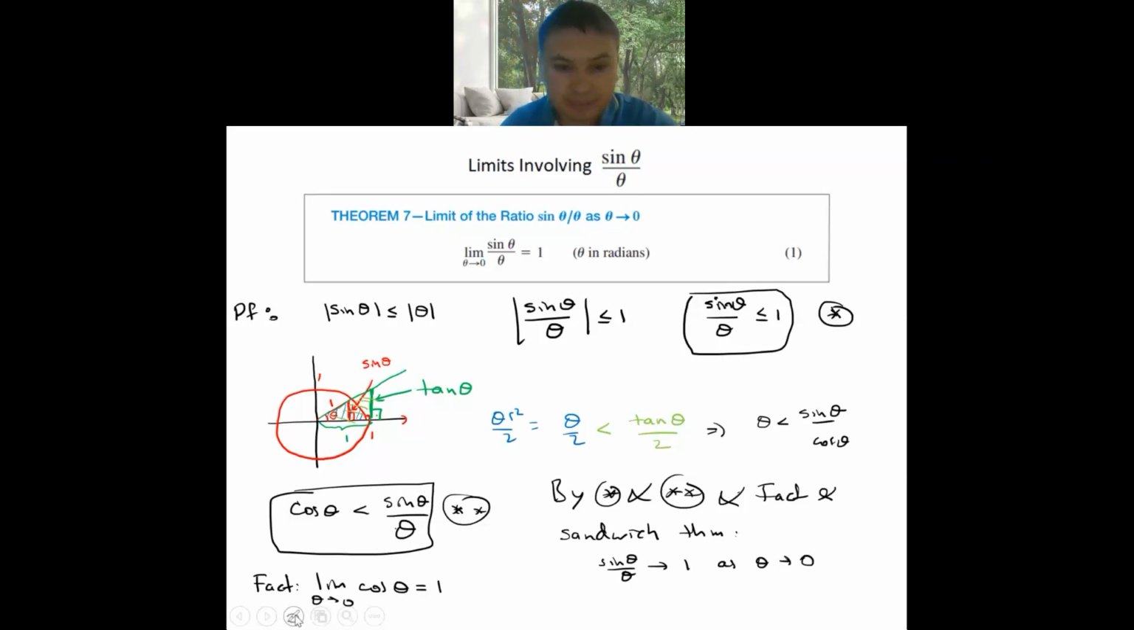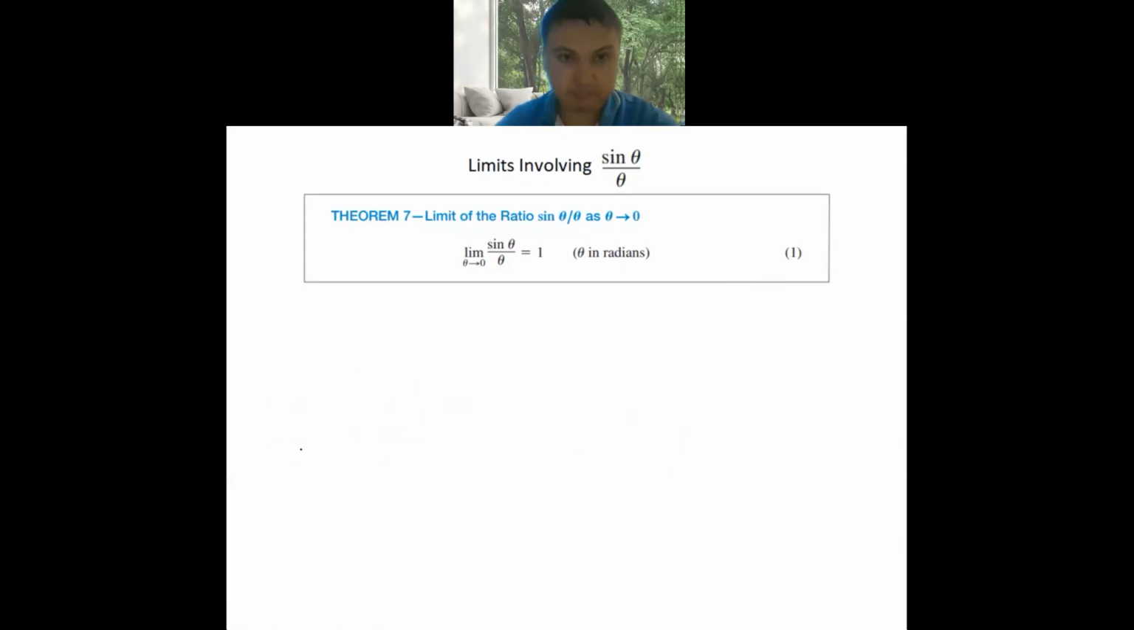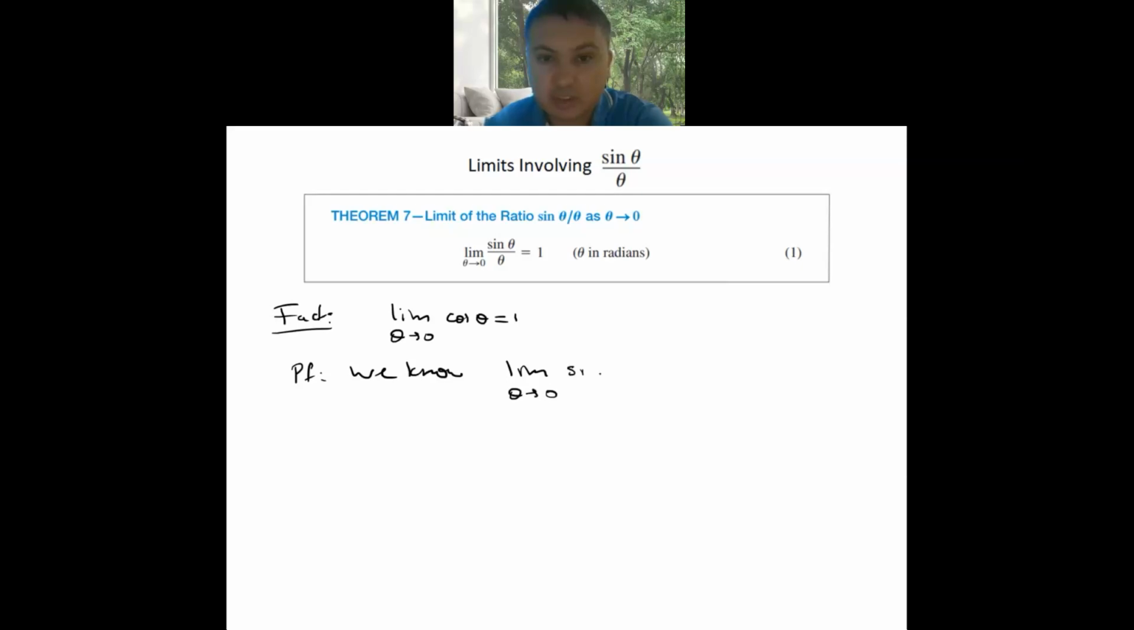So now let me quickly do this fact. Let me erase everything. You can also do it by geometry, but I'm not going to do it by geometry. So the fact is the limit as theta goes to 0 of cosine theta is equal to 1. What we already know is the following: last time we did this, as theta goes to 0, sine of theta is equal to 0. So we did this part last time.